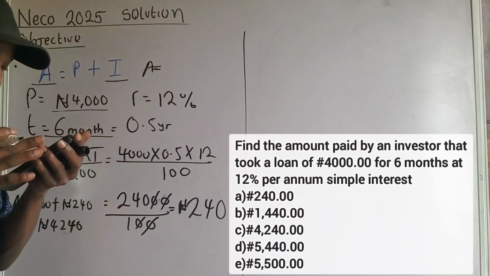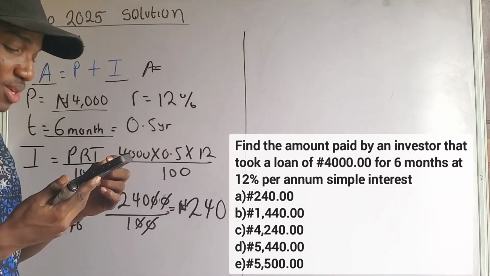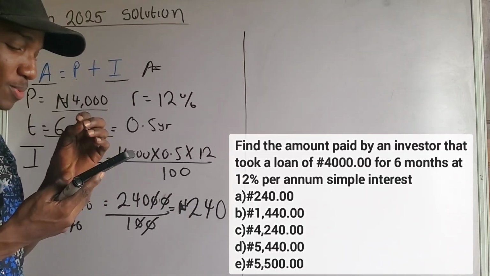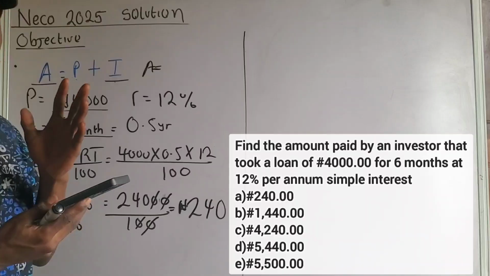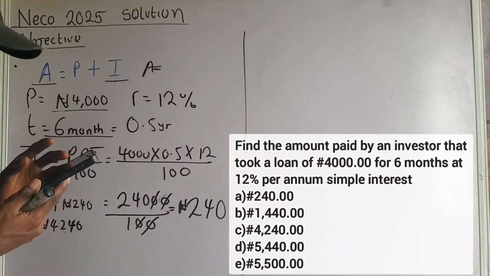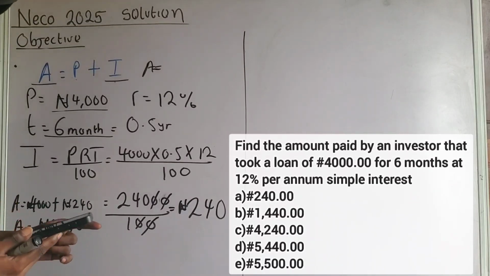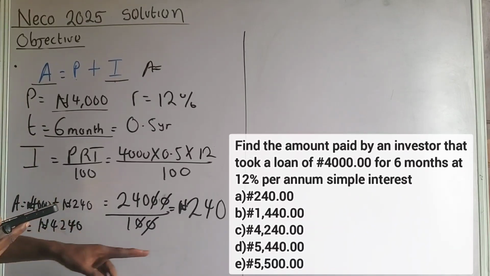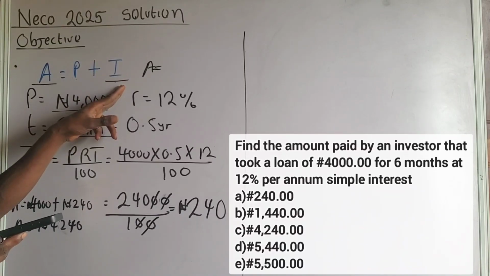Let us look at the correct option to that question. Option A is 240. Option B, 1,440. Option C, 4,240. Option D, 5,440. Option E, 5,500 naira. Now, the correct option to that question is option C, because that is 4,240 naira. Please pay attention to this. Anytime you are given the time in months, please convert it to years. Then calculate the interest, and don't forget this formula: amount equals principal plus interest. So that's it.